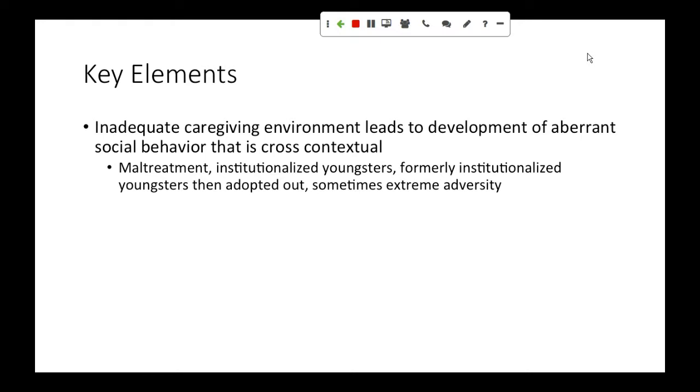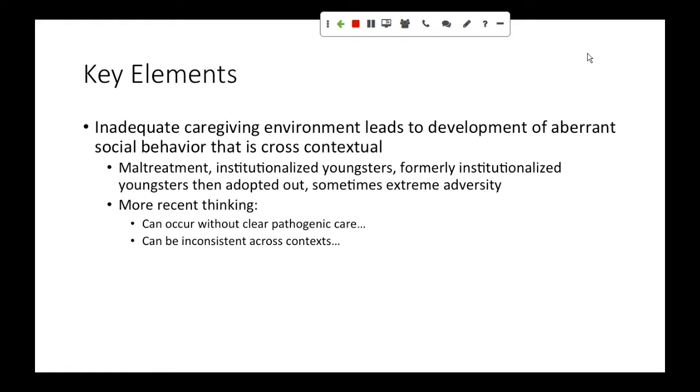The kind of inadequate caregiving environment we're talking about includes maltreatment, institutionalized youngsters, and kids who used to be institutionalized and then were adopted out. Sometimes it can be an extreme adversity, but there really has to be something severe and persistent in their environment. More recently, people are thinking that maybe it could be less consistent across contexts, and maybe for some youngsters it could occur without a clear pathogenic care situation, but the easiest way to think about it is there has to be something really bad early on from a caregiving standpoint.